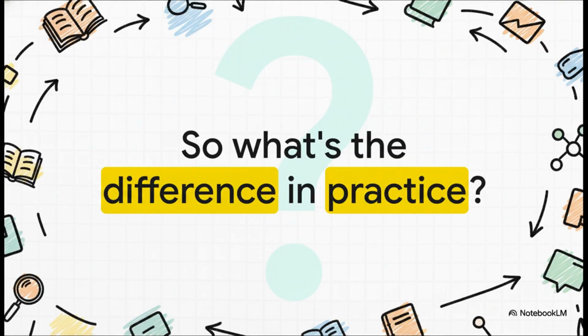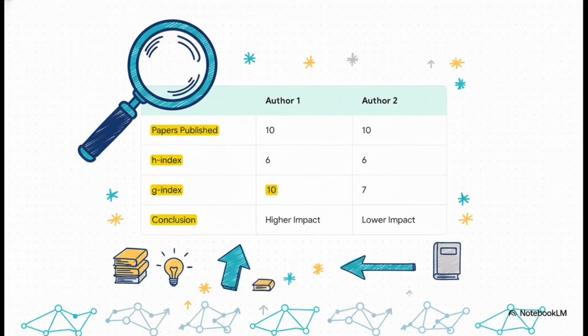Okay, so we've got these two different metrics, H-index and G-index. But what does that actually look like for a real researcher? I mean, how can they tell such different stories about someone's career? Let's look at a super clear example. Okay, take a look at this.